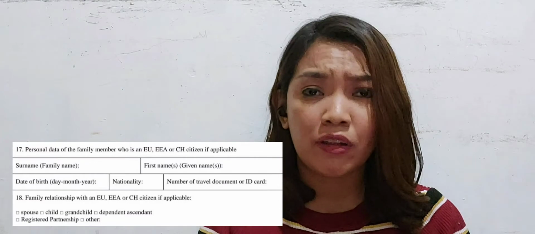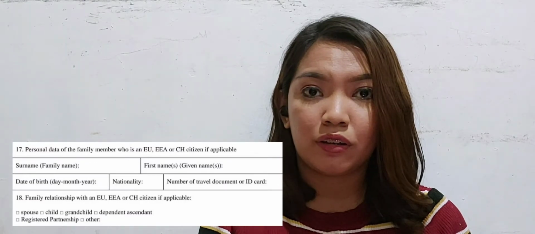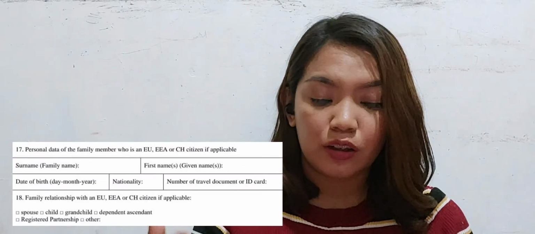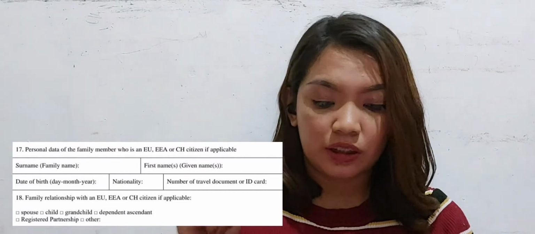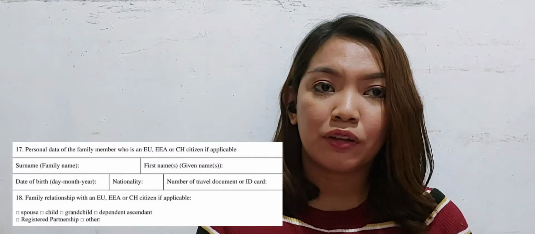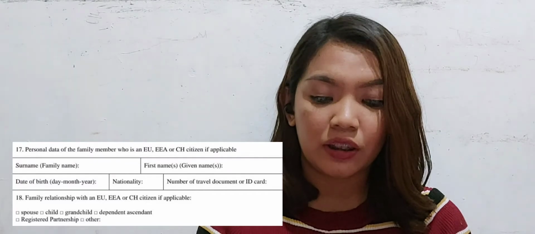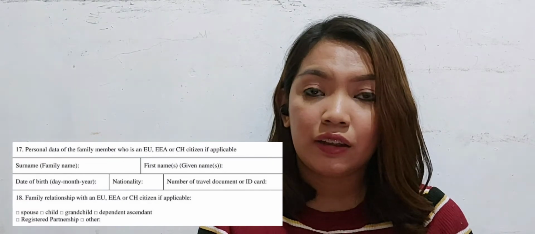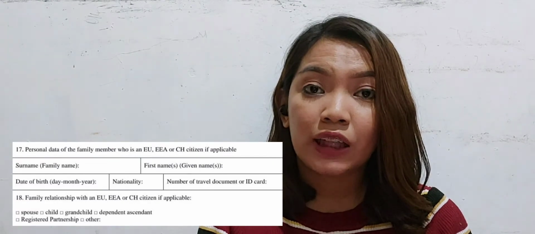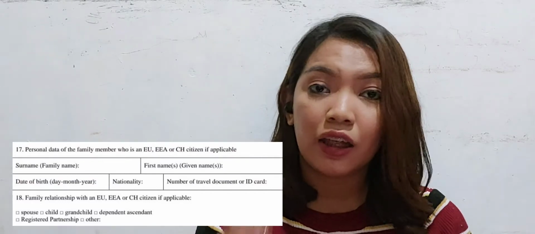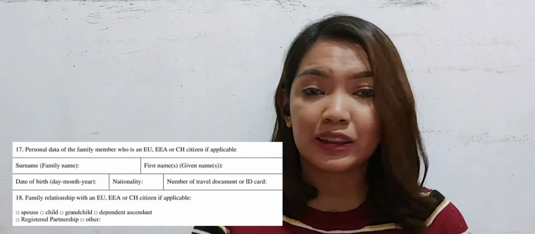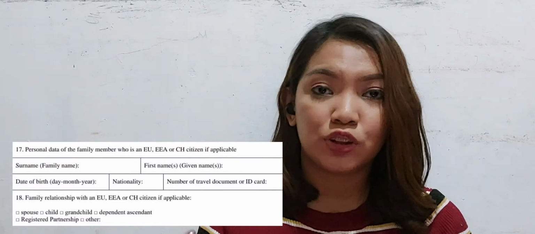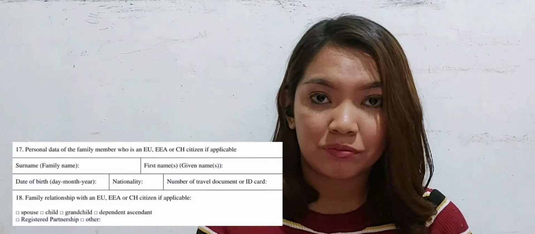If you're the husband or wife, click on spouse. If you're the child or daughter, just click on child. If you're the grandchild, obviously put a check on the grandchild. If you're just a distant relative, you can click on dependent ascendant. If you have a registered partnership with the sponsor slash petitioner, you can tick on that. And if it's none of the above, you can just tick on others and then write down specifically what relationship you have with the sponsor.